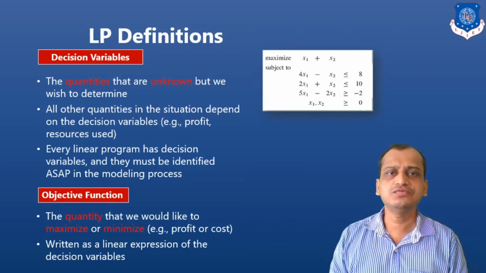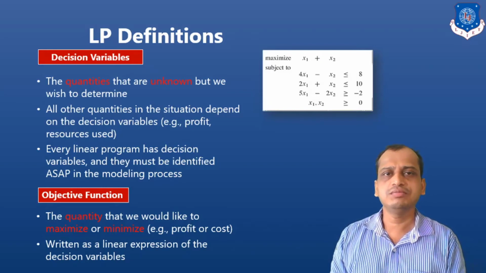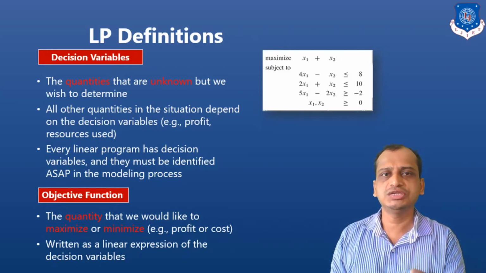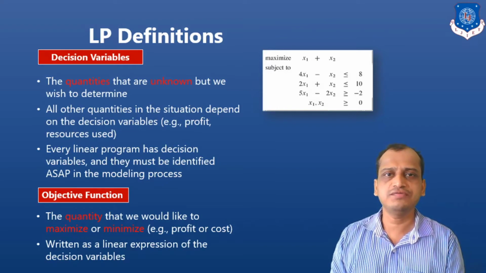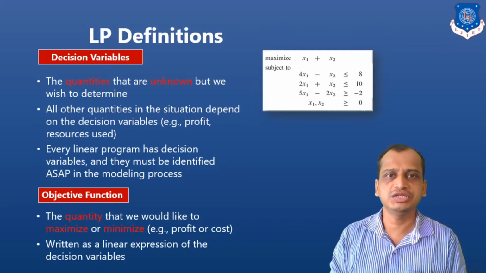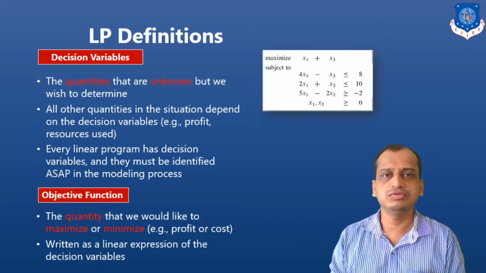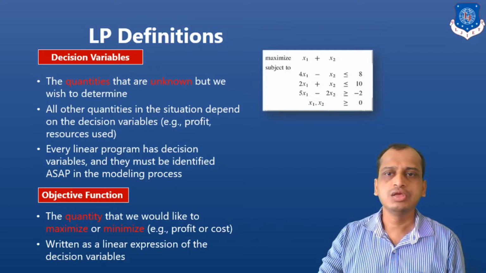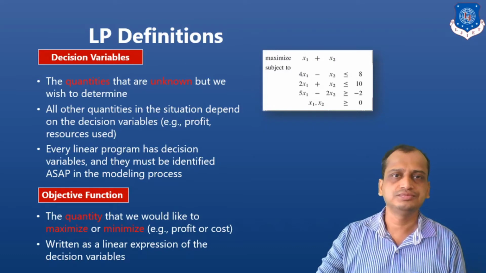What about the objective function? I already said two objectives are there. For example, companies try to maximize the profit, or they try to minimize the cost which is involved in manufacturing the product, if we talk about the manufacturing industry. So here on the right hand side, if you see, maximize x1 plus x2: these two, x1 and x2, are the decision variables, and maximize x1 plus x2 is nothing but the objective function.